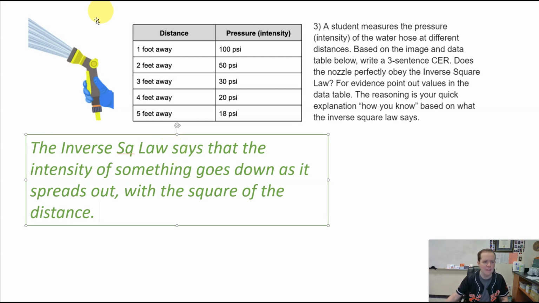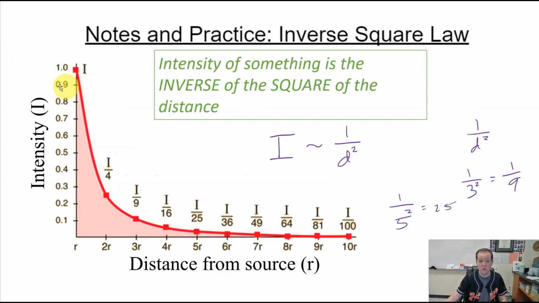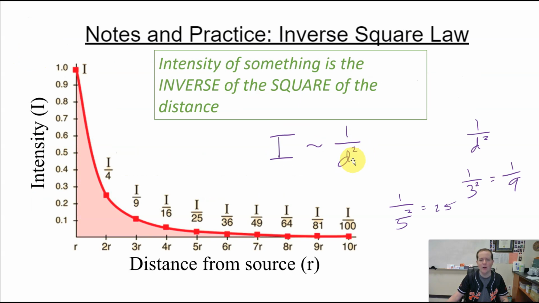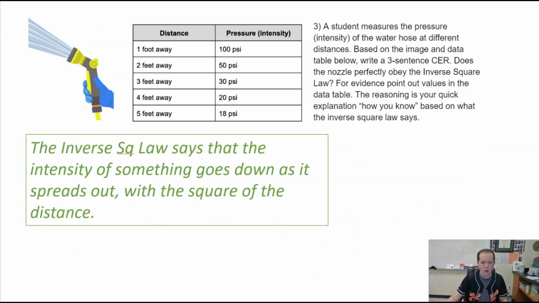Now, let's apply it. I have this hose, and it's spraying out, and a student is measuring the pressure. That's like how hard the water is hitting something. Now if you look, the pressure is going down, and the inverse square law says that the intensity goes down. So you might be thinking, it shows the intensity getting weaker, so yes, it follows the inverse square law. If you type that, I'd give you a 3 on the quiz. So not bad. But remember, if it's perfectly following the inverse square law, it should be going down with the distance to the second power, that fraction.